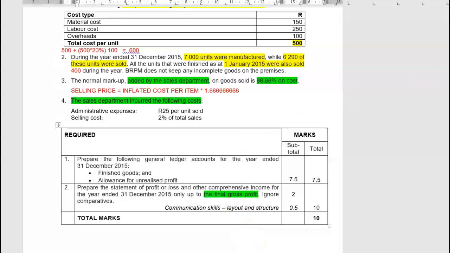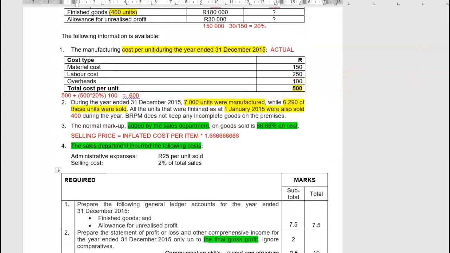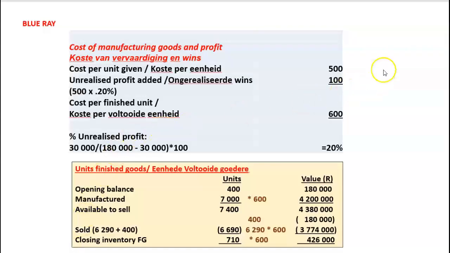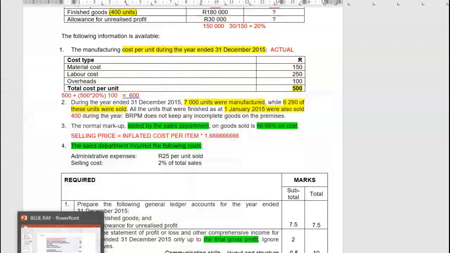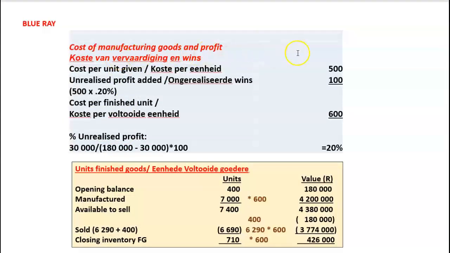Good, so let's go and have a look. We said that it cost us 500 Rand to produce one single item in the factory environment. Then we worked out our unrealized profit and said that it is 20%. So that means we've added that 20% to the 500 to determine the price at which the sales department will receive the goods. And 20% of 500 is 100. So the sales department is going to receive the goods at 600 Rand per unit.